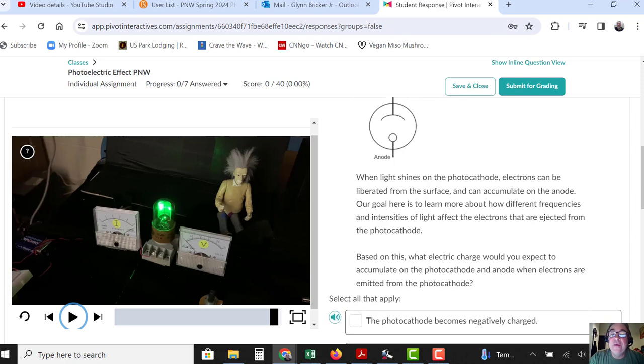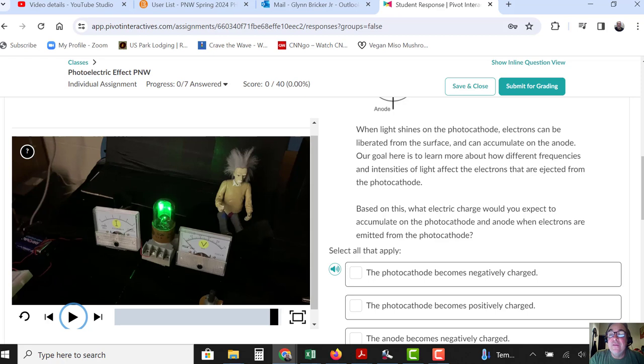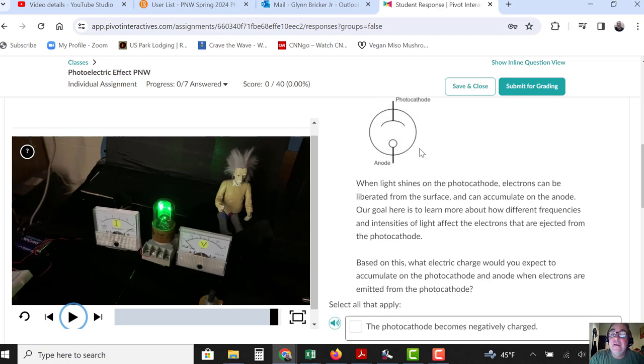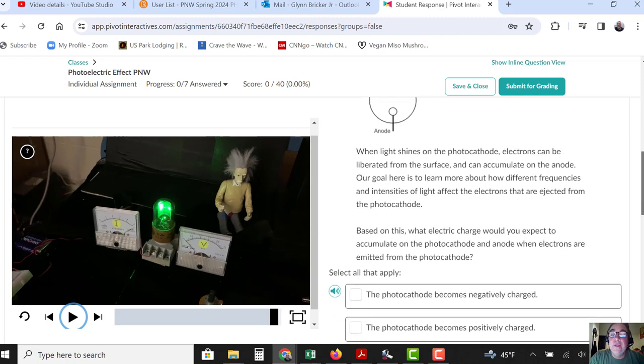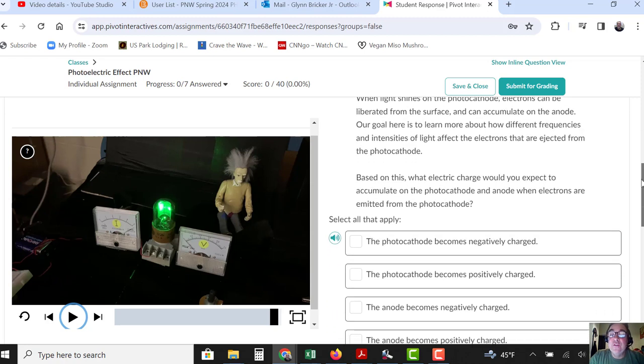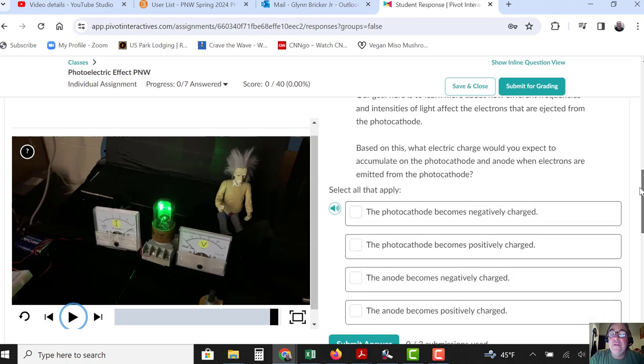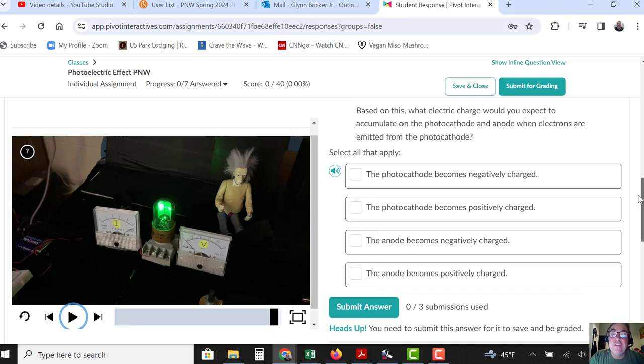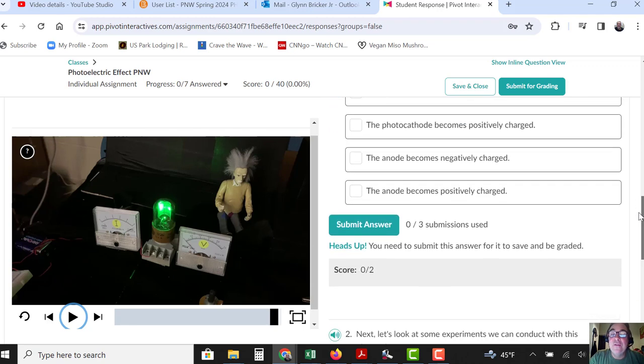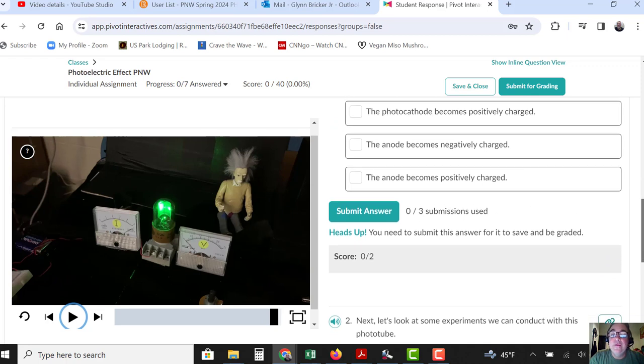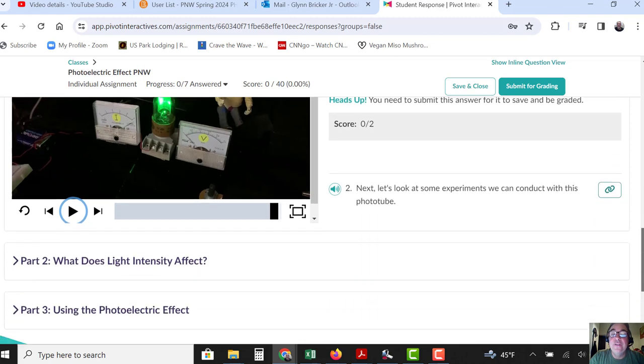Okay, so there's a couple of questions about that. When light shines on the photocathode, electrons can be liberated from the surface and can accumulate on the anode. Okay, so they're freed here, and with a small potential set up you can get them all to drift across to the anode. Okay, based on this, what electric charge would you expect to accumulate on the photocathode and anode when electrons are emitted? So think about that. You're freeing electrons from one, they're drifting over to the other. So I'll leave that up to you to answer it. So you have 3 submissions to do that. So you should be able to get that one. A couple of points there.